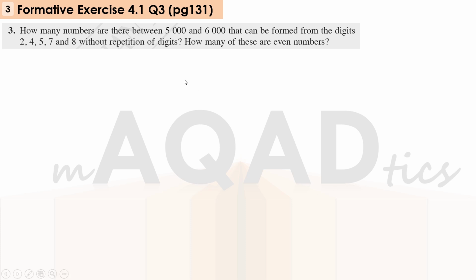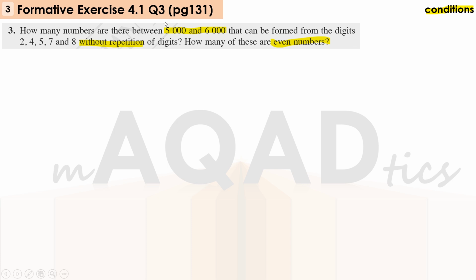For our third question, it asks us to count how many numbers between 5000 and 6000 can be formed using these digits without repetition. Which means in the numbers they cannot be like two 5s or two 7s. And the second part of the question is how many of these numbers are even numbers. So this is an example of a complex condition special case.